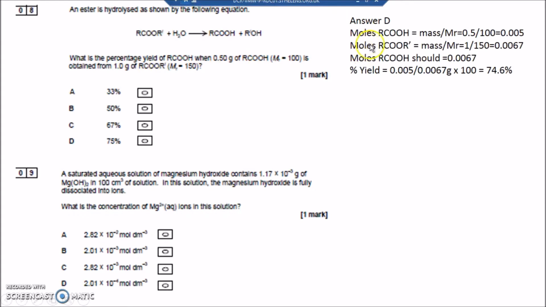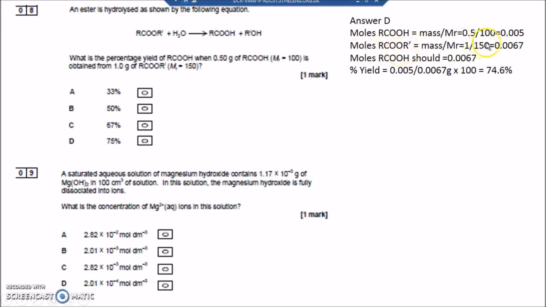Again, do the same thing for the RCOO. For the ester that I'm starting off with, moles is mass divided by MR, 1 divided by 150, 0.0067. So I've got 0.0067 moles of this. In the equation, 1 mole of this reacts with 1 mole of this to make 1 mole of the carboxylic acid and 1 mole of the alcohol. So if I've got 0.0067 moles of my ester, I should make 0.0067 moles of my carboxylic acid. So my theoretical yield, how much I should make if everything goes perfectly, is 0.0067.